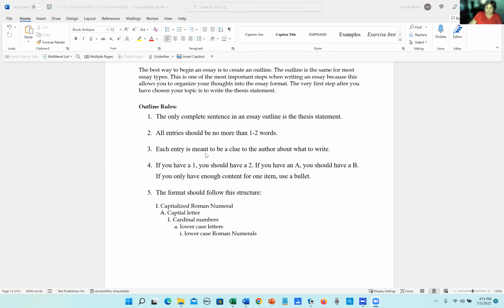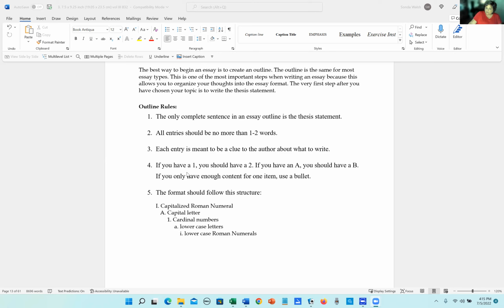Number 3, each entry is meant to be a clue to the author about what to write. That's all it is. It is something to help you know what you're going to write from here on. It's not something that you're going to publish, and really maybe you and your teacher are the only ones who are going to see it.